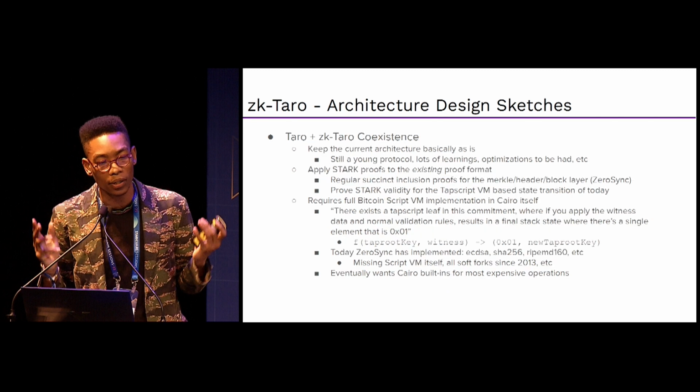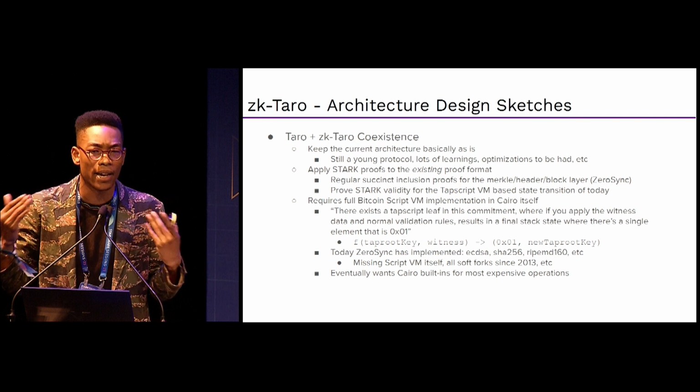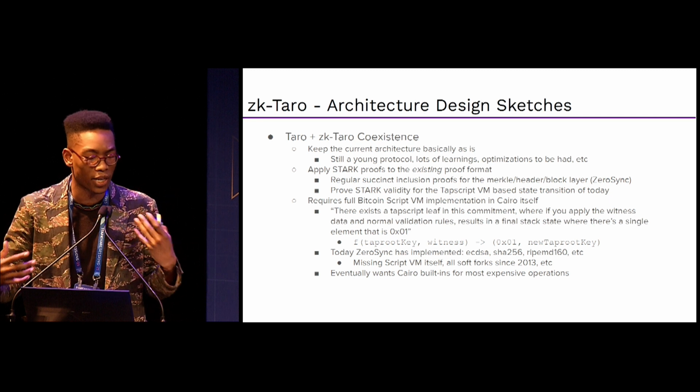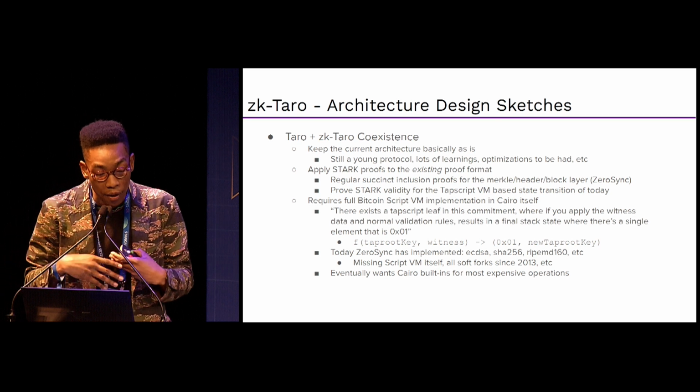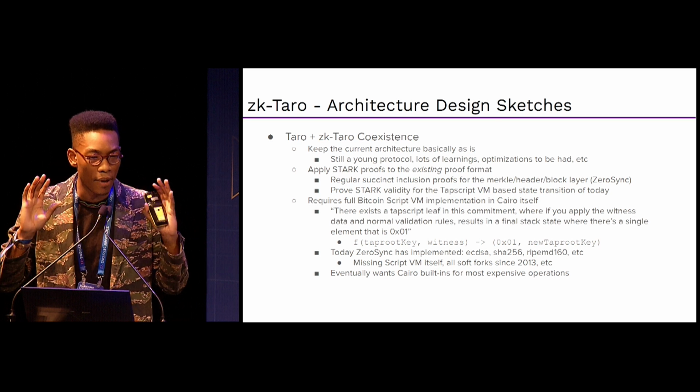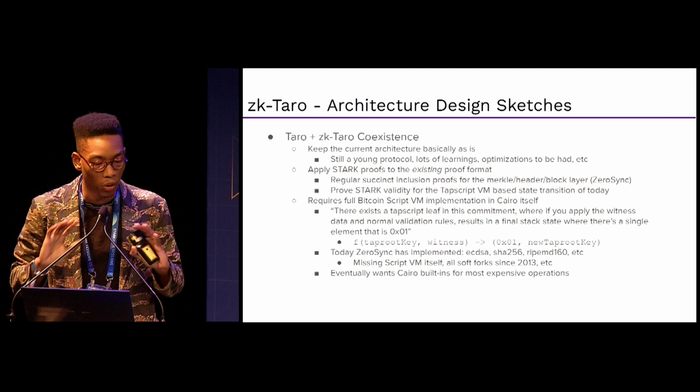Now, there's another way. Let's say Taro itself is still a new system, right? It's not done. We're still evolving. We're still trying to make sure what's actually happening. There's not a final version. It's also not on mainnet yet, so I'm testing it right now. It's going to be mainnet this year. So okay, let's just keep everything exactly as it is. Still a young protocol.